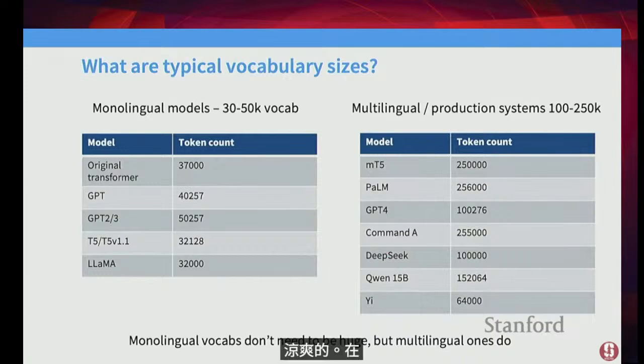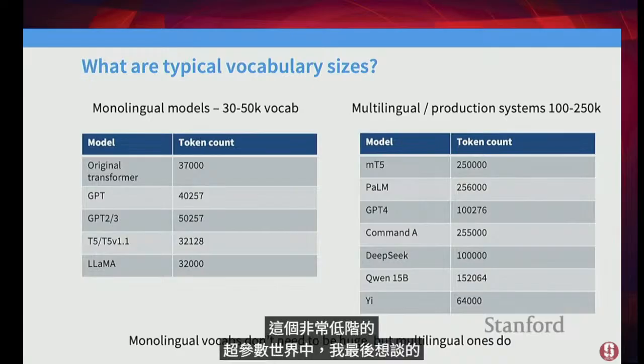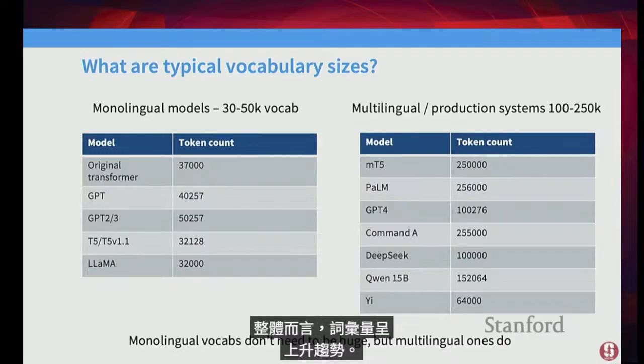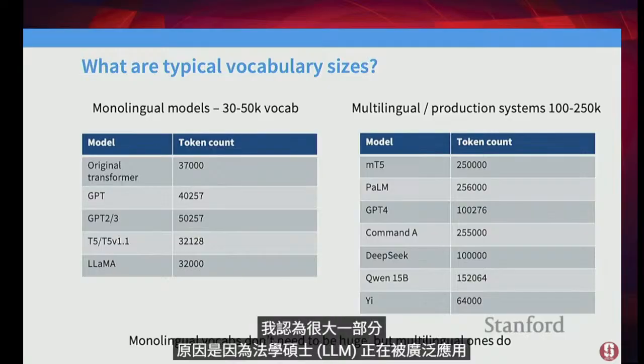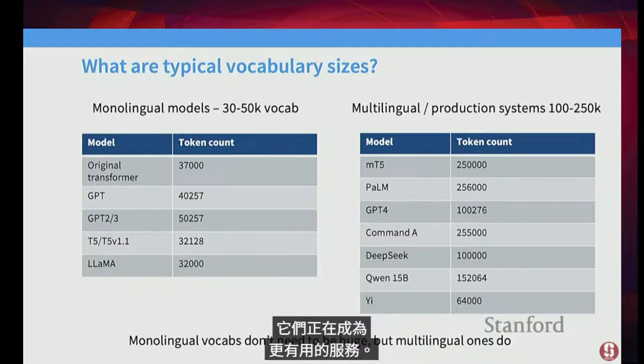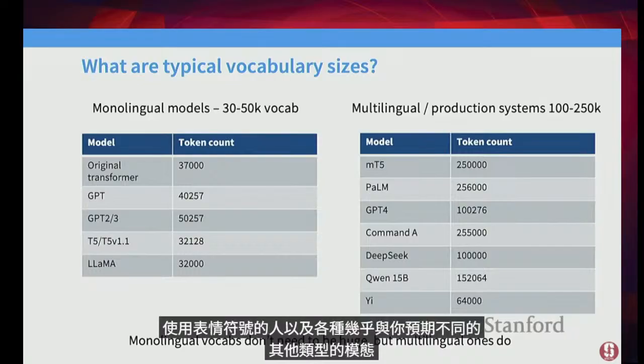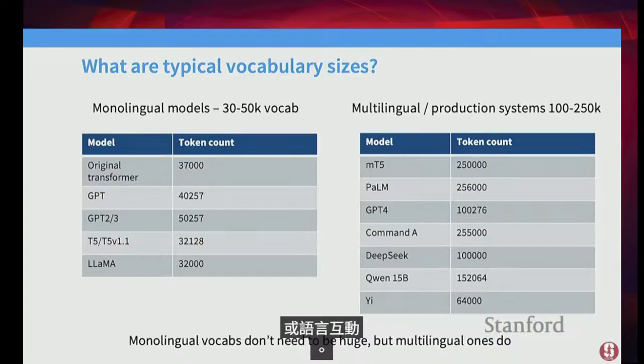Cool. The final thing that I want to talk about in this very low-level hyperparameter world is what the vocabulary sizes are that you might want to pick. In general, vocabulary sizes have been trending upwards. And I think a big part of why is because LLMs are being deployed out in the wild. They're becoming more useful services. And when that happens, you're going to interact with people speaking different languages, people using emojis, all sorts of other kinds of almost modalities or languages than what you might expect.